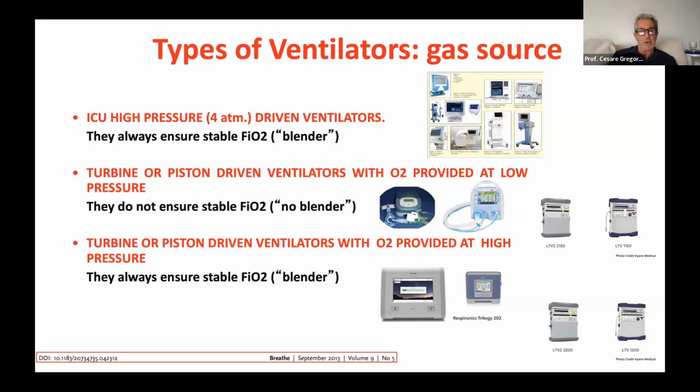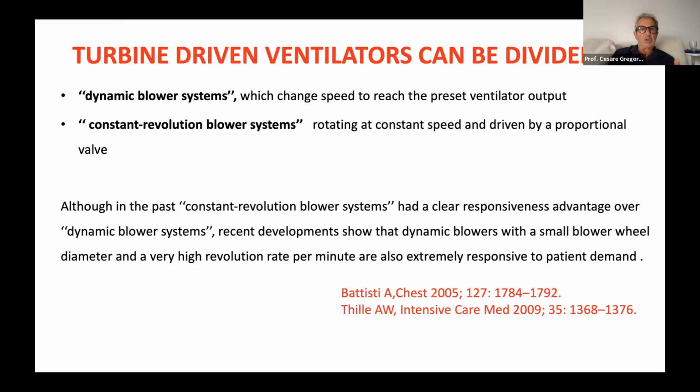Then we have also a turbine or piston-driven ventilator in which oxygen is provided at high pressure, and this is called a blender. They look very, very similar, and you can see the family on the right side of the picture, but they can be driven by oxygen at a low pressure or oxygen at a high pressure.